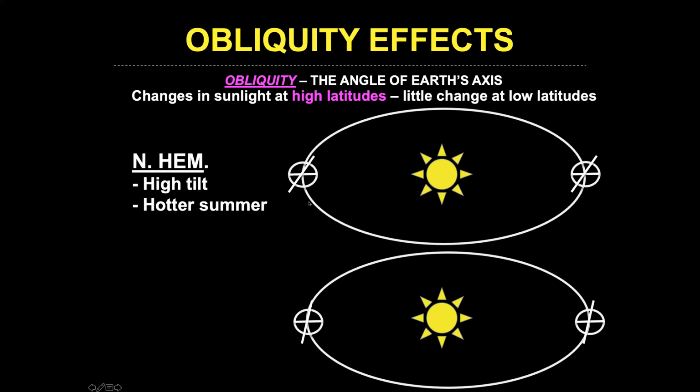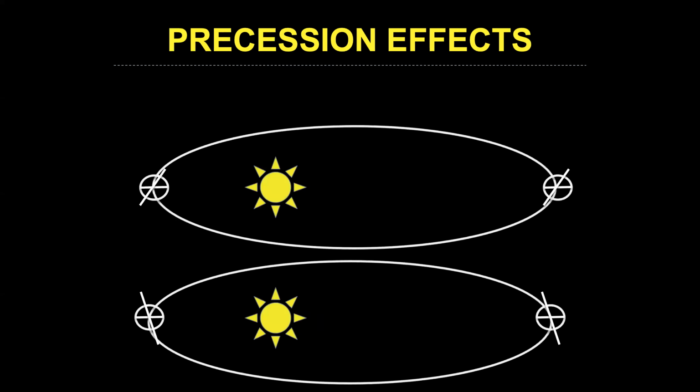In this particular case, the Northern Hemisphere would be high tilt, hot summer, or hotter summer. In this case, low tilt, cooler summer. And it would be cooler summer because it's almost like having a light pointed directly at you or having a light at an angle to you. The intensity of it would be much more significant or much less significant depending on the scenario.